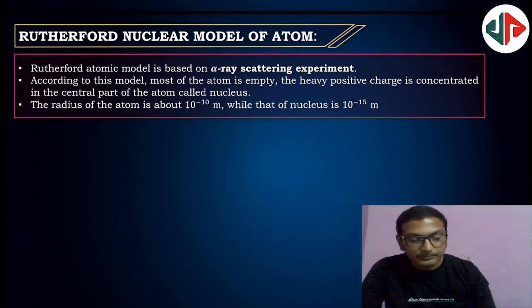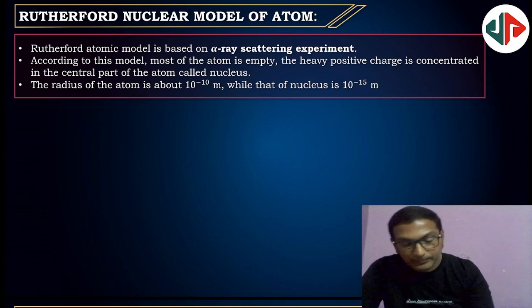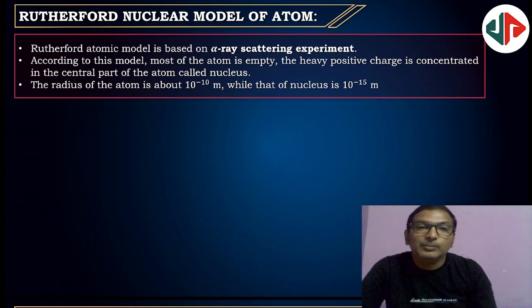Next one. Rutherford's nuclear model of atom. It is also known as solar model or planetary model. So Rutherford conducted the alpha particle scattering experiment. From this he concluded most of the space in an atom is empty and electrons are revolving around the center with high speeds in definite orbits.